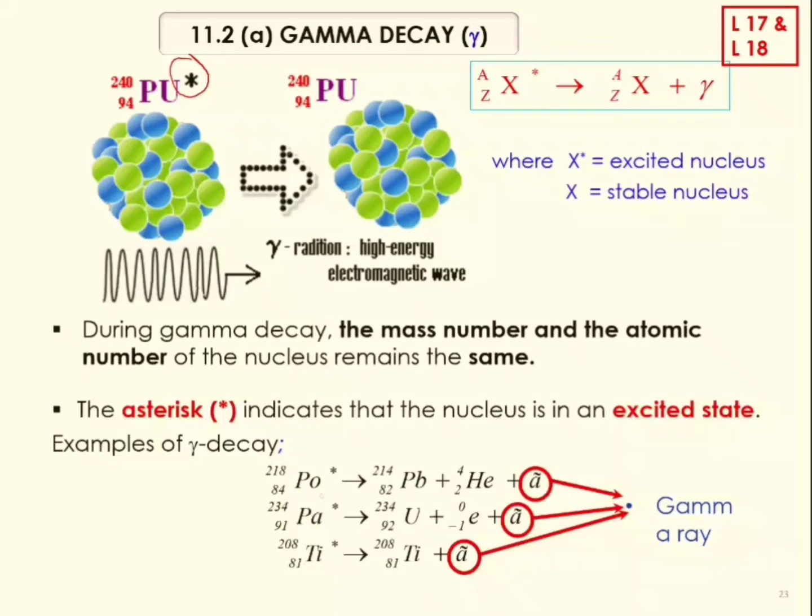Okay, so this is the example. We have polonium 218, 84. There is a star on top, meaning it is not stable. So it produces decay, and here we have helium 4 2 and gamma ray. The second one, protactinium 234, produces uranium 234, but with a different number here. This is beta minus, and also produces gamma ray. This one is an unstable nucleus, so it just produces gamma decay.